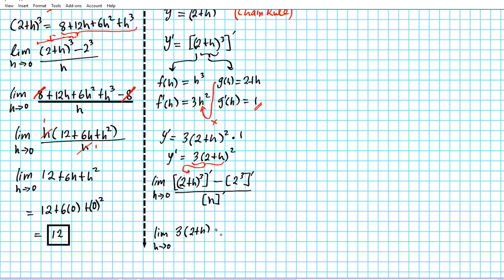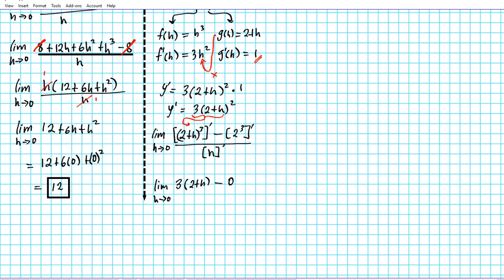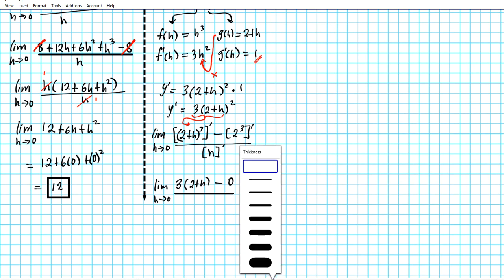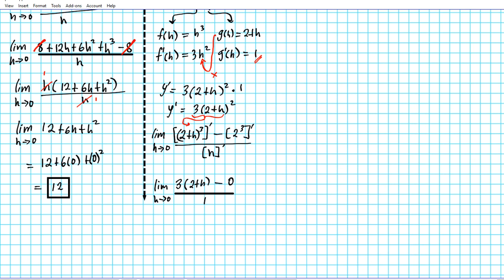3 times the quantity 2 plus h, minus the derivative of 2 to the third, which is the derivative of a constant, which is just 0. Okay? Using our constant rule for differentiation, divide that by the derivative of h with respect to h, which is just 1. Alright, so this essentially becomes the limit. Oh, let's not forget the square here. Sorry about that. So there's a square. Limit as h approaches 0 of 3 times the quantity 2 plus h squared.